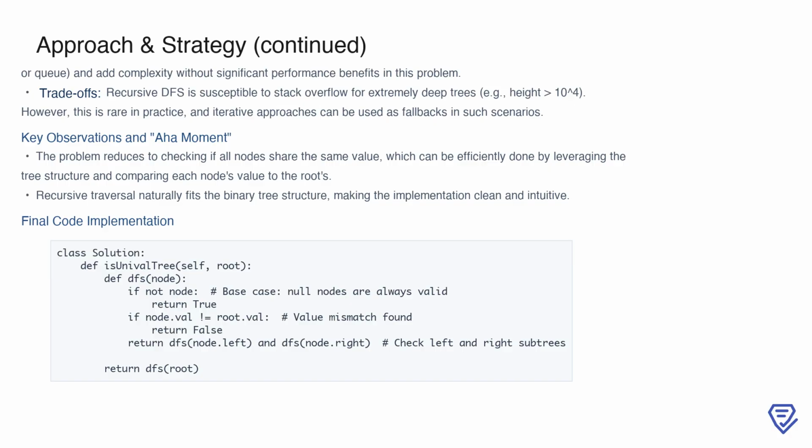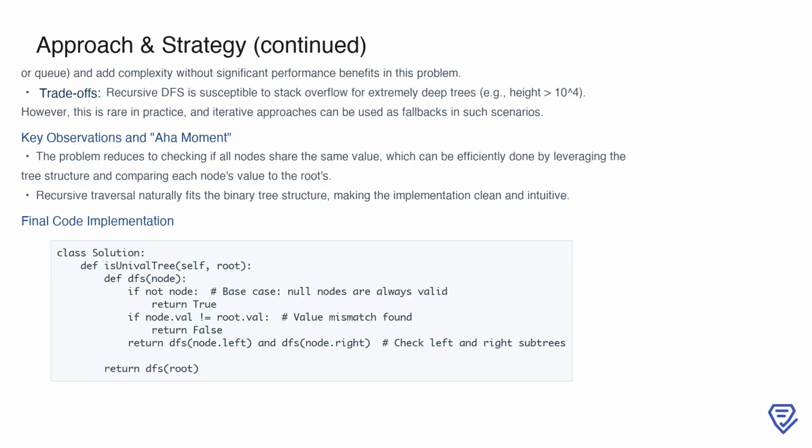The key insight for this problem is that it boils down to validating that all nodes share the same value. By leveraging the tree structure, we can efficiently perform this check by comparing each node's value to the root's. Recursive traversal fits naturally with binary trees, allowing for a concise and elegant implementation. This gives us a robust solution that is efficient for the majority of cases. The final implementation encapsulates this approach neatly.